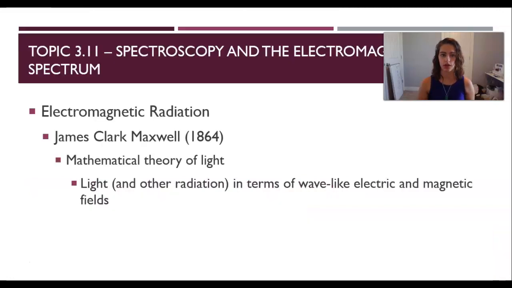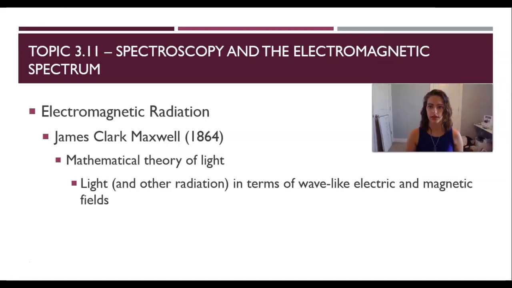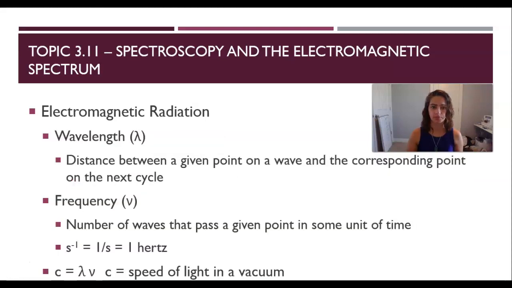So we are first going to start by reviewing electromagnetic radiation, and I'm going to move my little box down just a little bit. There we go. Electromagnetic radiation is attributed to James Clerk Maxwell in 1864. What he created was a mathematical theory of light. His theory said that light and other radiation works in terms of wave-like electric and magnetic fields. So we're talking about light as waves when we're talking about the electromagnetic spectrum.